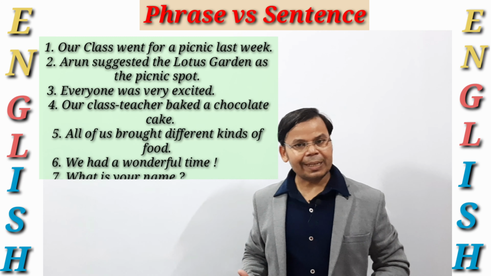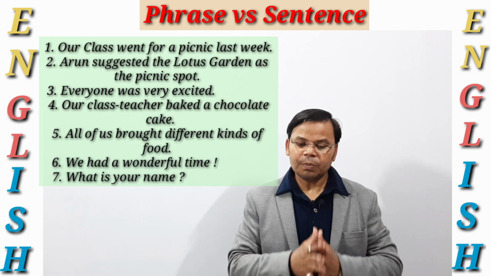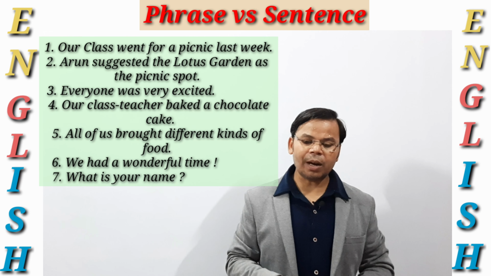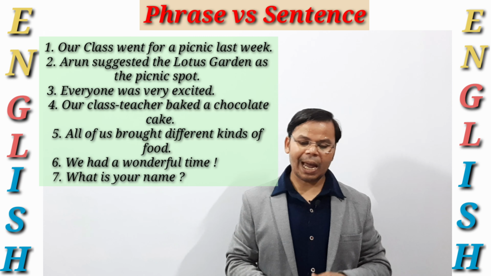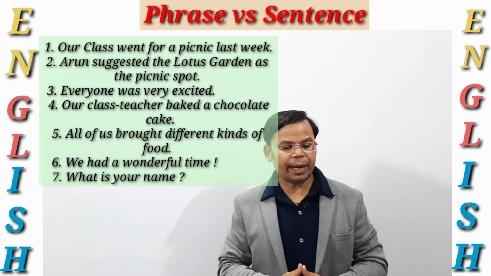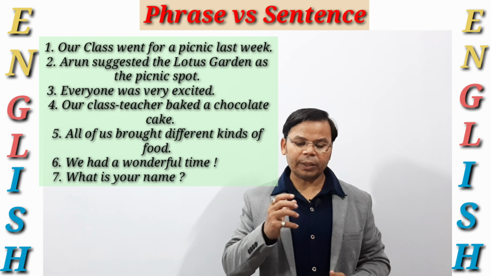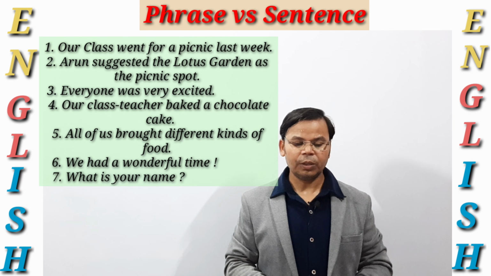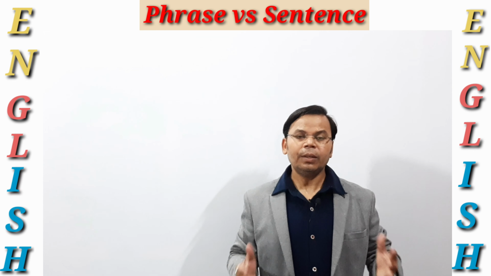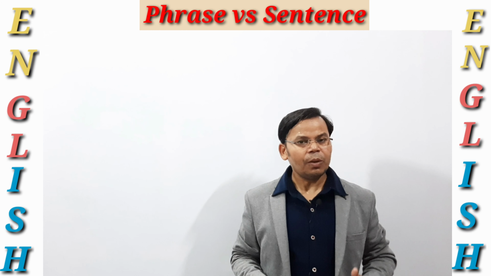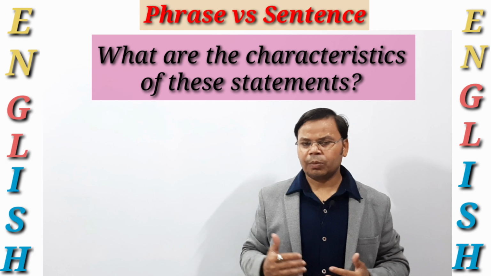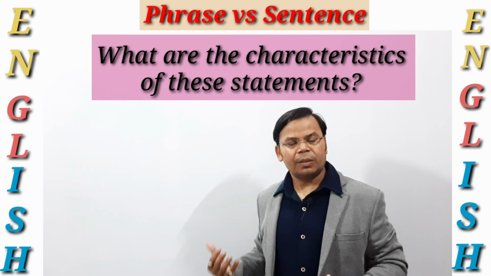First, look at these examples. Our class went for a picnic last week. Arun suggested the Lotus Garden as the picnic spot. Everyone was excited. Our class teacher baked a chocolate cake. All of us brought different kinds of food. We had a wonderful time. What is your name? So these are some examples of sentences, and what are the characteristics of these statements?